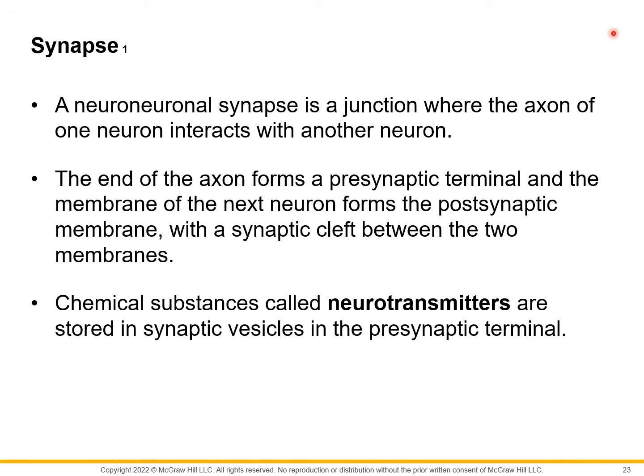Let's now talk about synapses or neuronal synapses. These are spaces where an axon of a neuron would interact with another neuron. So yung dulo daw po ng axon would be called the pre-synaptic terminal, habang yung membrane naman daw po nung katabi niyang neuron kung saan siya makikipag-communicate, that would be called the post-synaptic terminal.